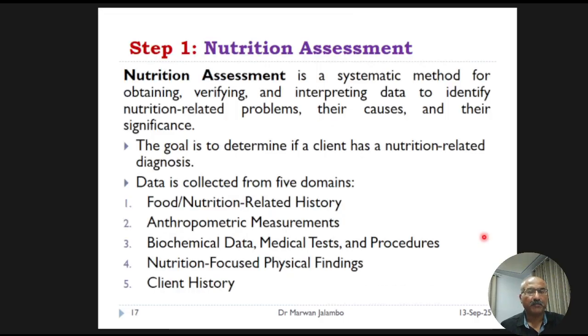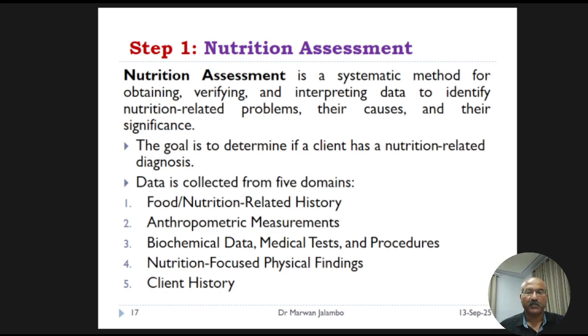So step number 1, nutritional assessment. So let's formally define a nutritional assessment. It is a systematic method for obtaining, verifying, and interpreting data needed to identify nutrition related problems, their cause and significance. The ultimate purpose is to determine whether a client has one or more nutrition related problems, which we then formally state as a nutrition diagnosis in a step.